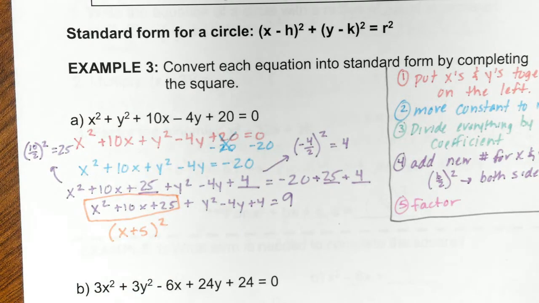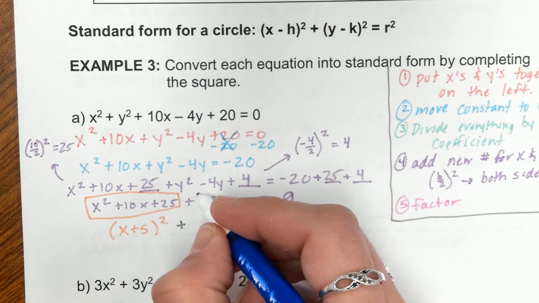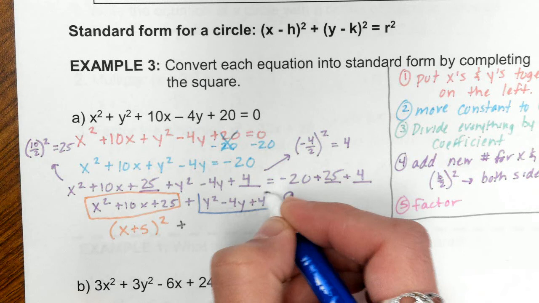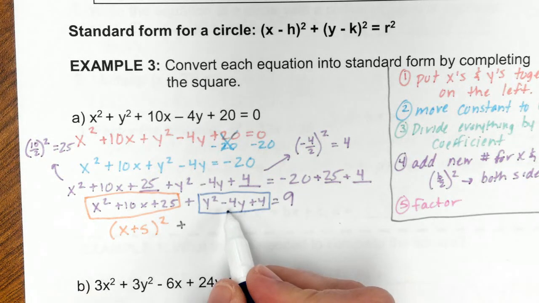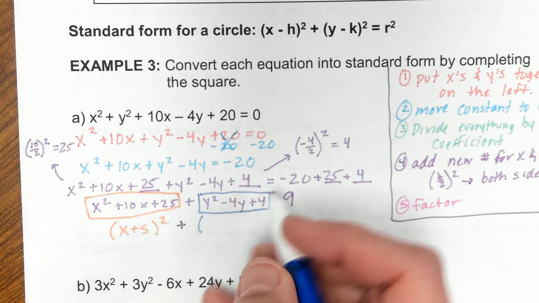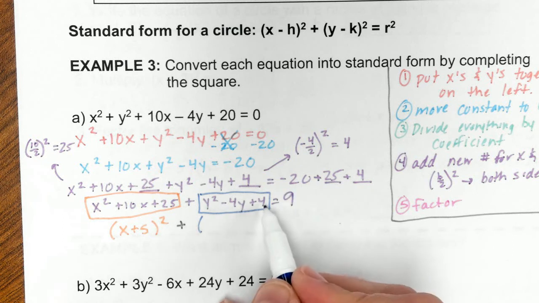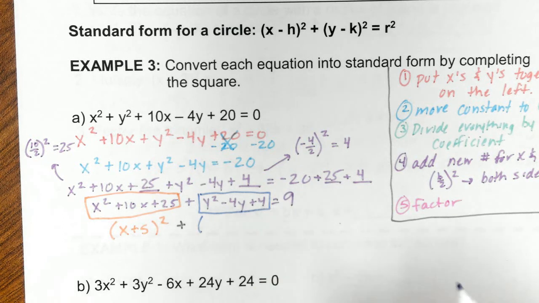Okay? Then we go over to our y's, and we do the exact same thing. So it's just a little bit longer because we have to do it twice now. Right? So here, we'll take our y section. What adds to give me negative 4 and multiplies to give me a positive 4? Well, a negative 2. Negative 2 plus negative 2 gives me negative 4. Negative 2 times negative 2 gives me a positive 4.